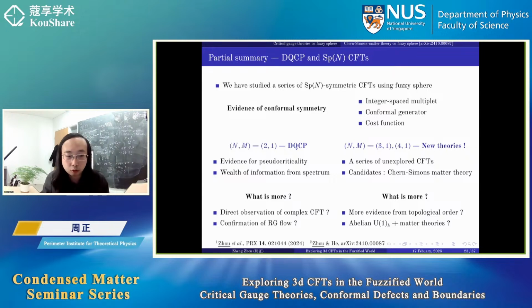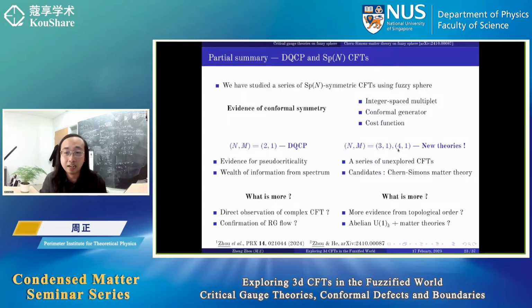In the future, we want to observe the complex CFTs more directly by studying a non-Hermitian Hamiltonian, which can realize the complex CFT, and there can be more convincing confirmations of the direction of the RG flow, for example, through the RG-monotonic functions.